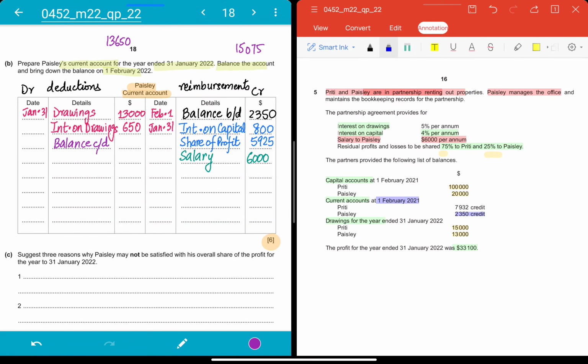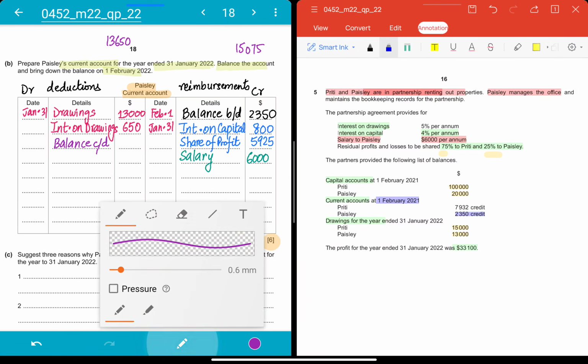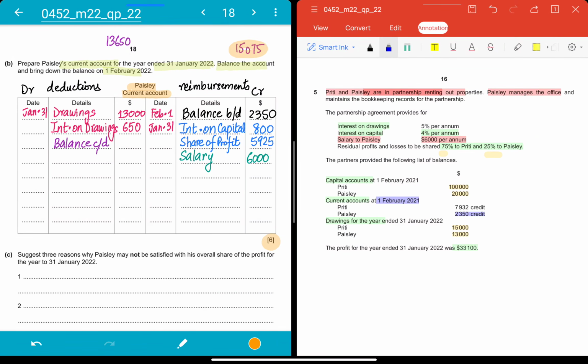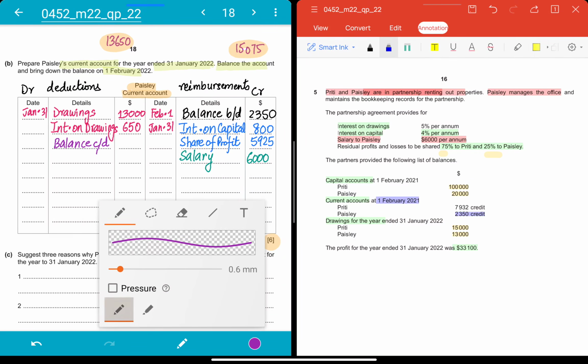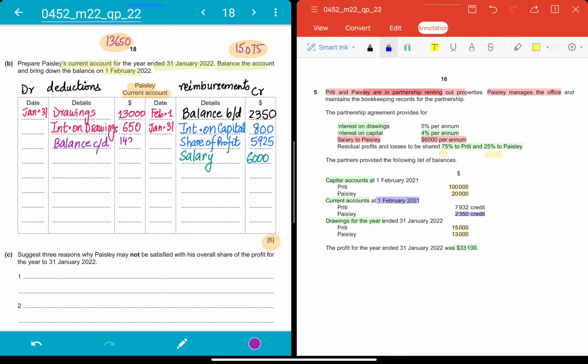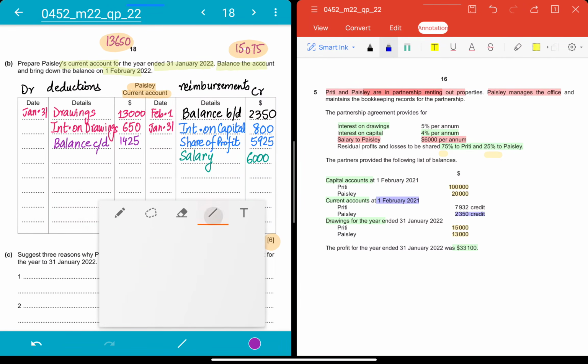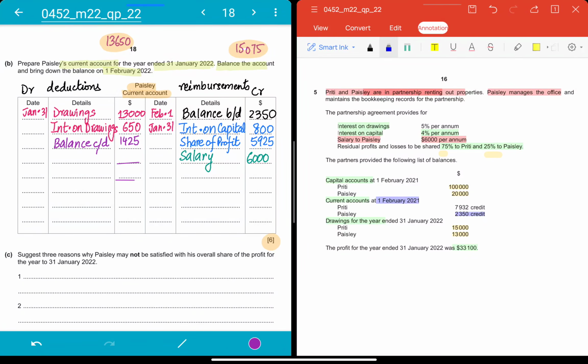You'll take the difference, and the difference is 1425. I'll just highlight that. You'll subtract 13,650 from 15,075, and you will get, students, 1425. Okay, so 1425 is the balance carried down, the end year balance. And you'll just balance it out like the totals column here. Okay, the totals column will be here, guys.